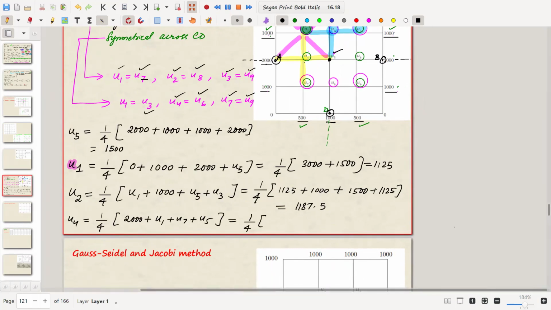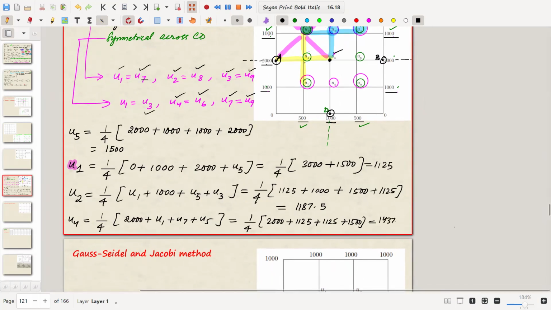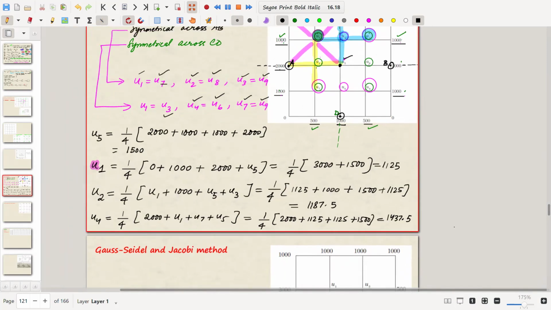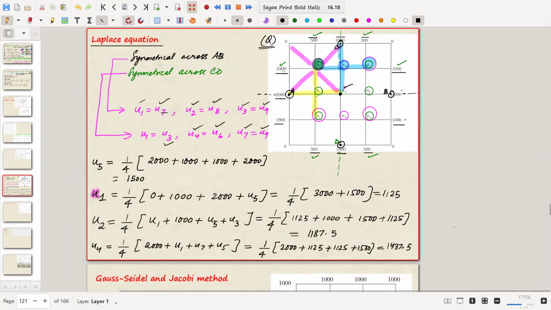1 by 4 times 2000 plus U1 is, U7 is, U5 is, how much are you getting? 1437.5. So you got every value. Can you see that based on this simple technique, you were able to find all the unknowns just by your visualization.